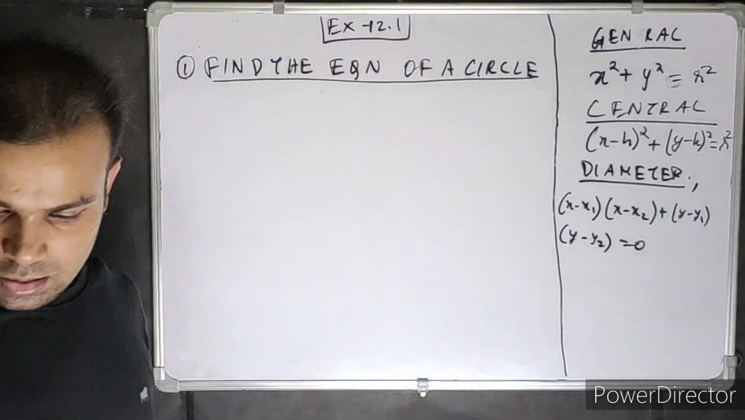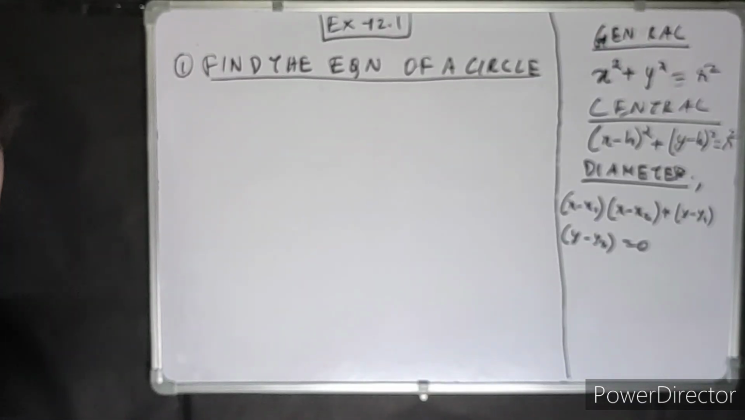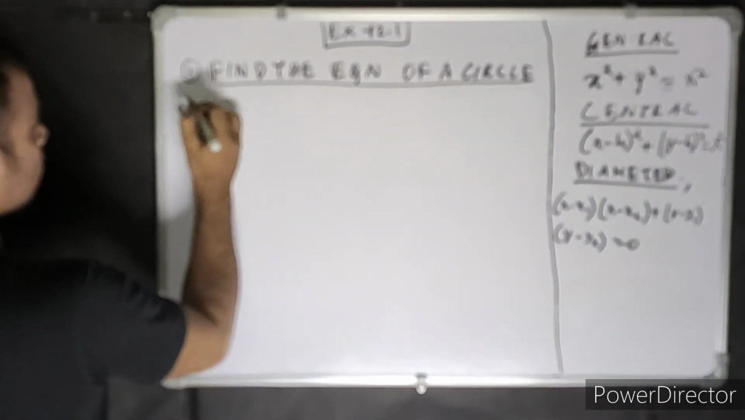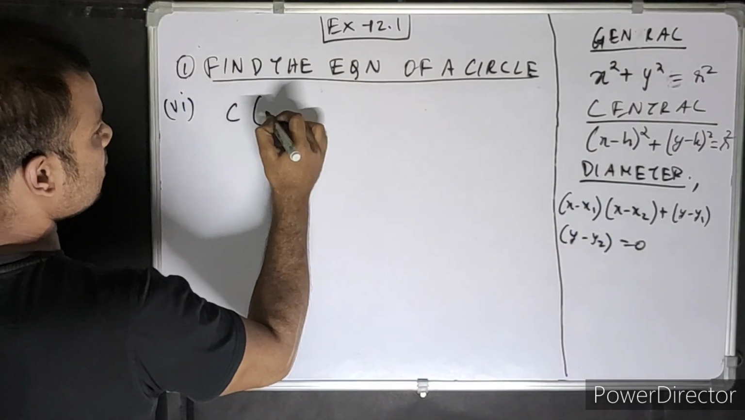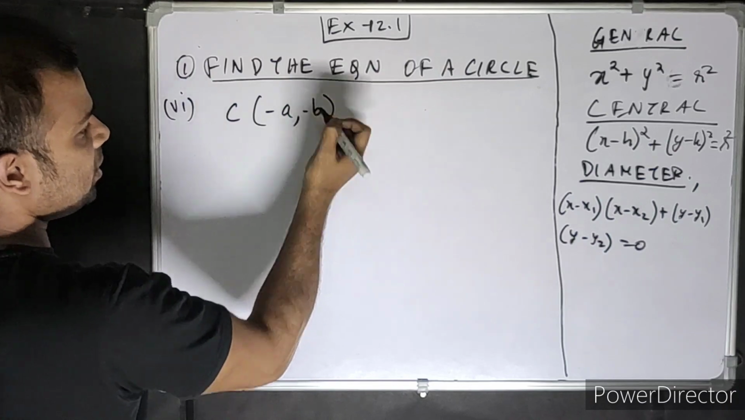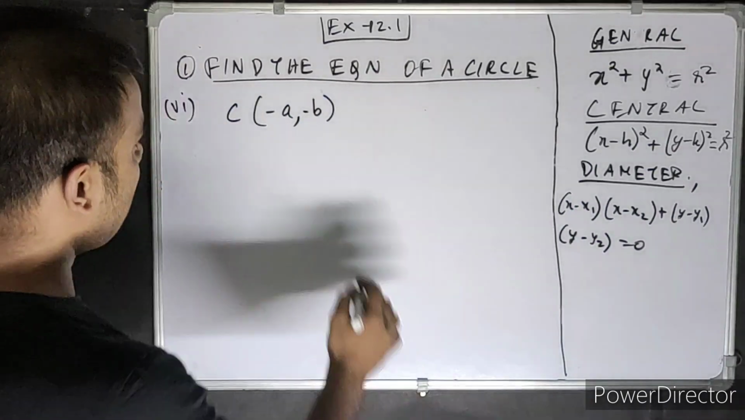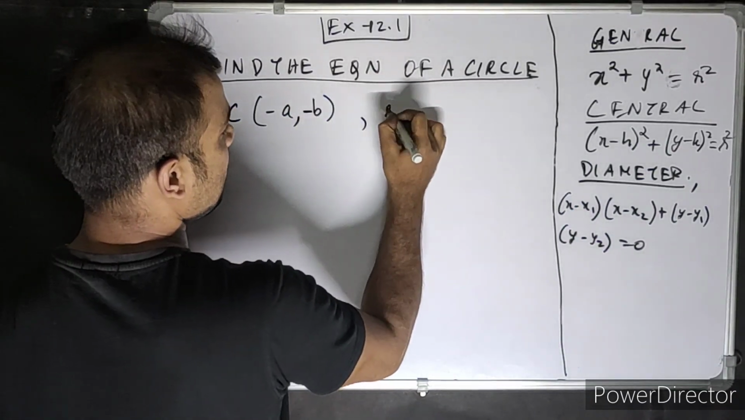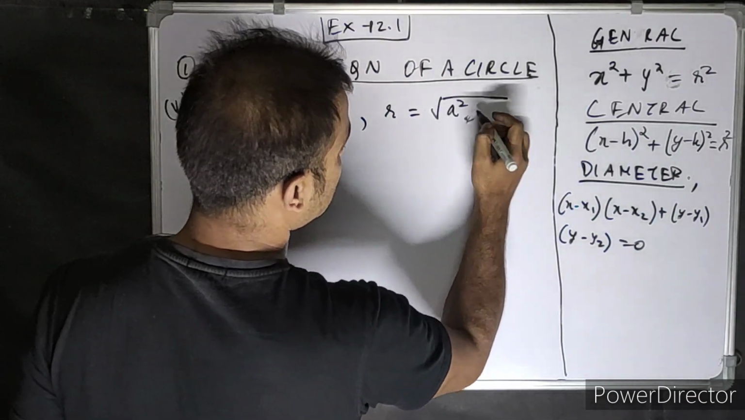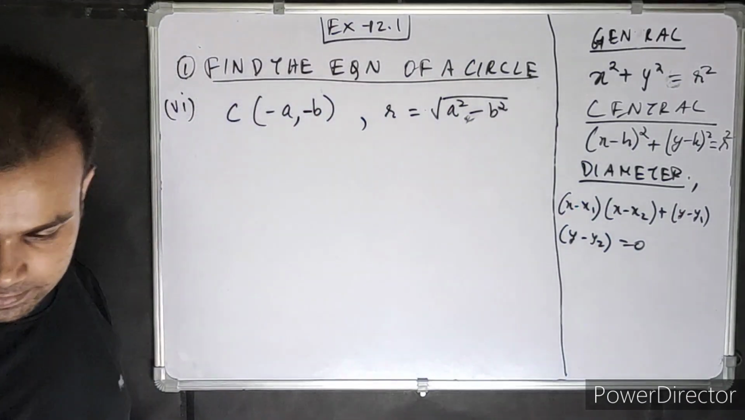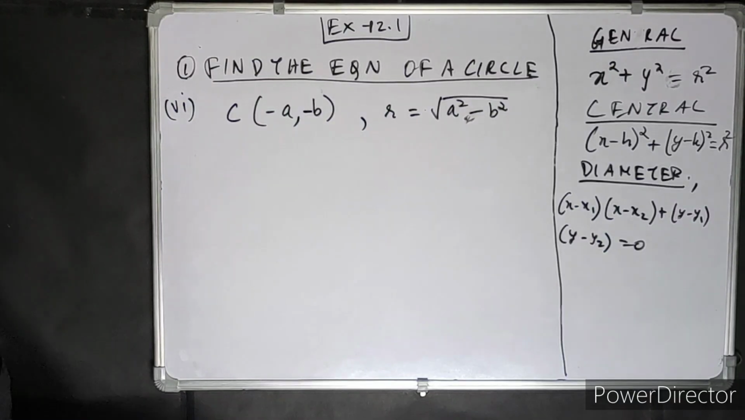Let's go on to part 6, the last part for question number 1. Part 6 says the center is minus a comma minus b, and the radius is equal to root over a square minus b square. That's the question. Start.